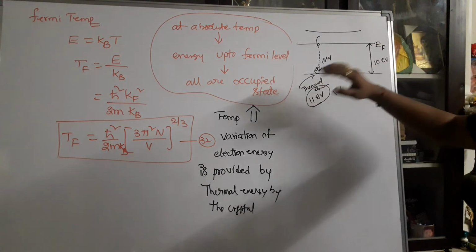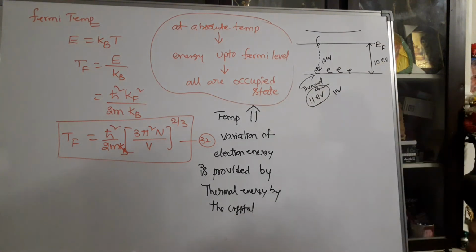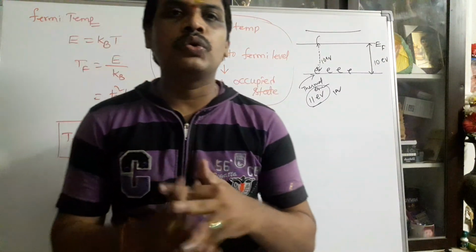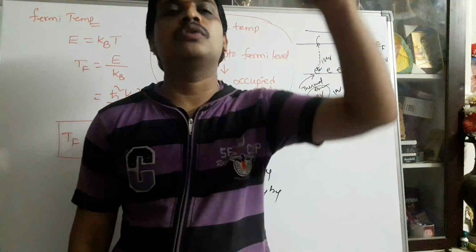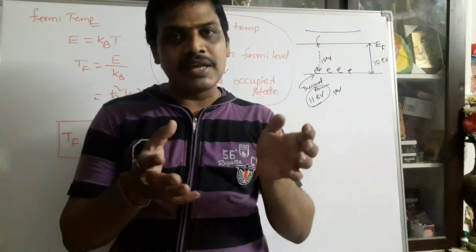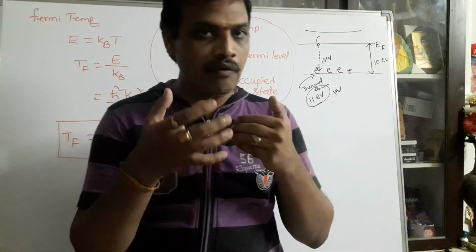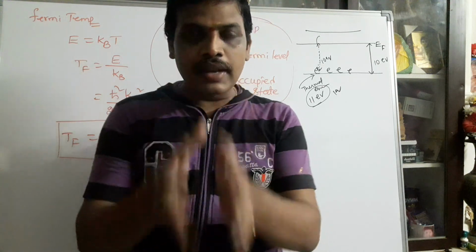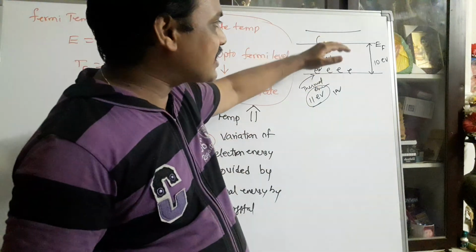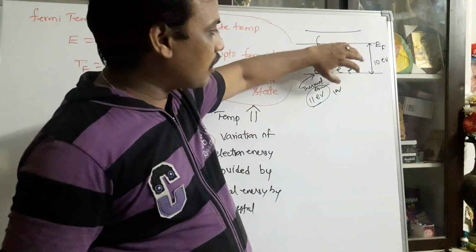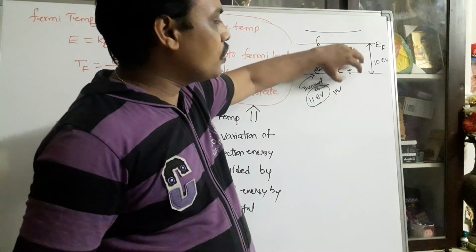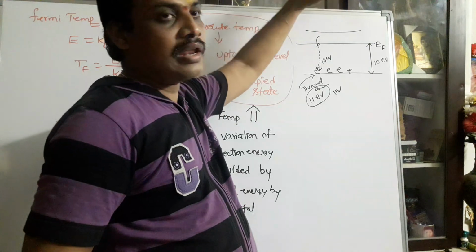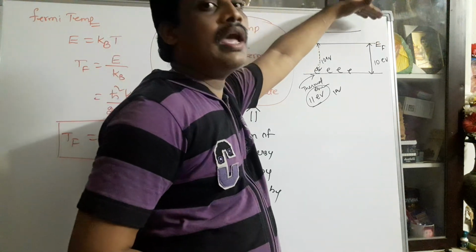So you can give extra energy. Generally thermal energy is very low, and that energy is not sufficient for an electron to go from one state to another. Suppose our assumption is that the thermal energy is very high. If that energy is absorbed by the states below the Fermi energy level, those electrons go to the higher energy levels. That is, they can cross the Fermi energy level.